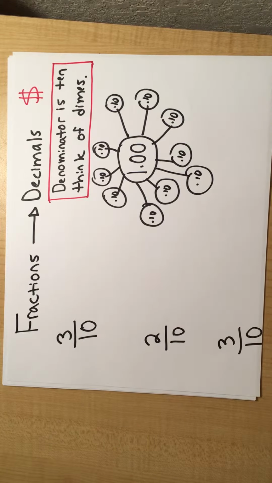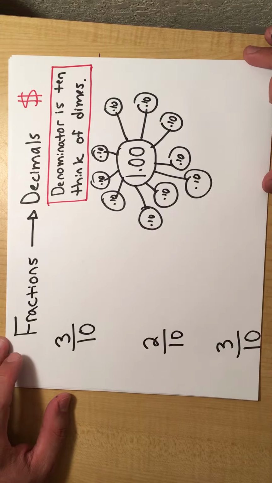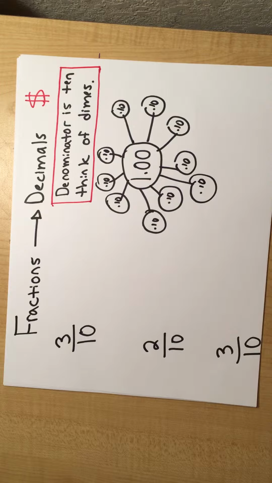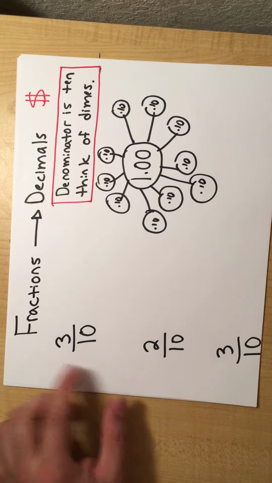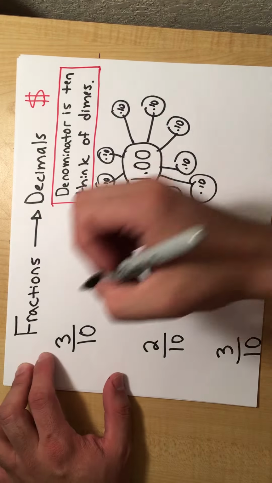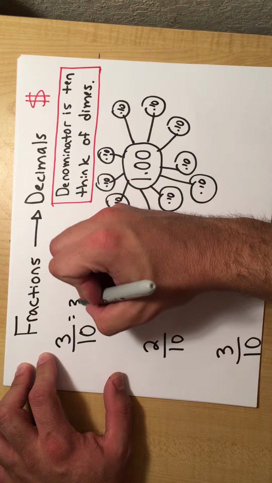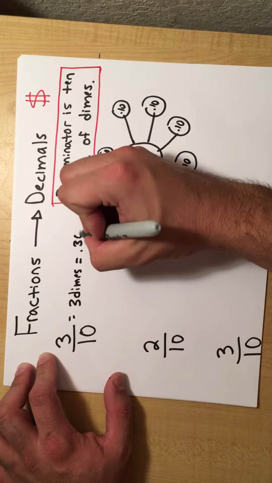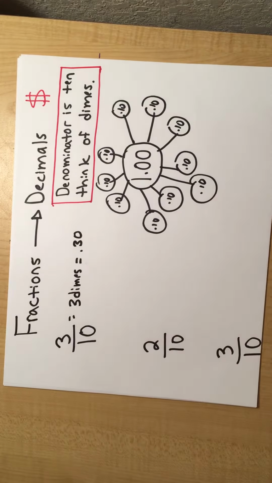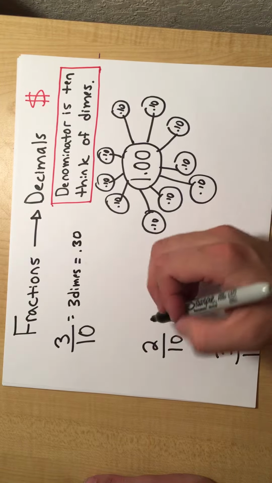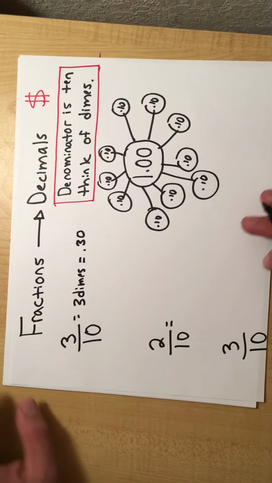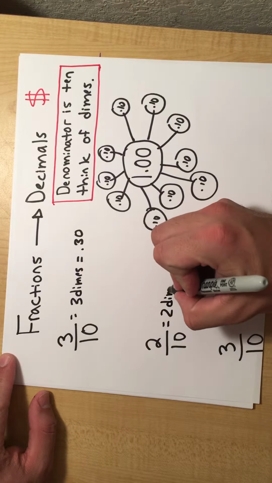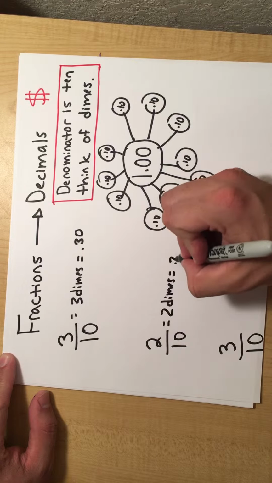And so whenever the denominator of any fraction is 10, we're going to see the numerator as if they were dimes. Okay? So if we have 3 tenths, that's the same as how many dimes? 3 dimes. And what is the value of 3 dimes in money? It's 30 cents, right? If we have 2 tenths, we're going to see the top number as if it were dimes. How many dimes is that? It would be 2 dimes, and 2 dimes are equivalent to 20 cents.